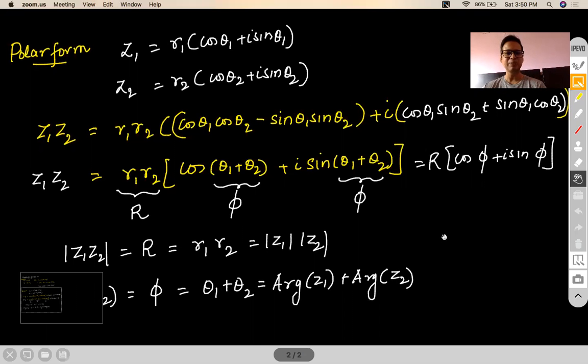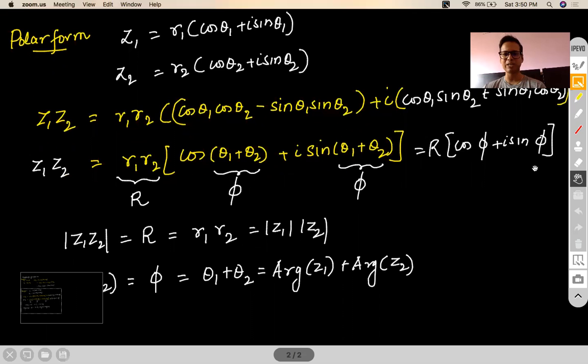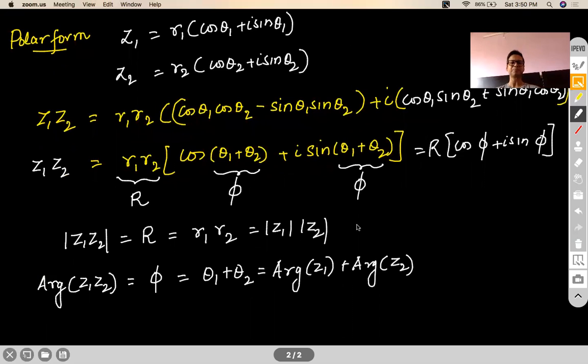Okay, so please take some time to copy whatever has been written on the screen. These two are very important for us because they will help us know what is happening in the background when you are multiplying two complex numbers. So first make a note of this.